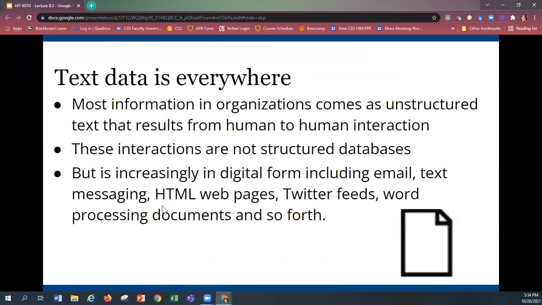So text data, of course, is everywhere, right? So most information in organizations comes as unstructured text that results from human to human interaction. These interactions are not structured databases, but it is increasingly in digital form. And these include emails, text messaging, HTML web pages, Twitter feeds, word processing documents, and so forth.